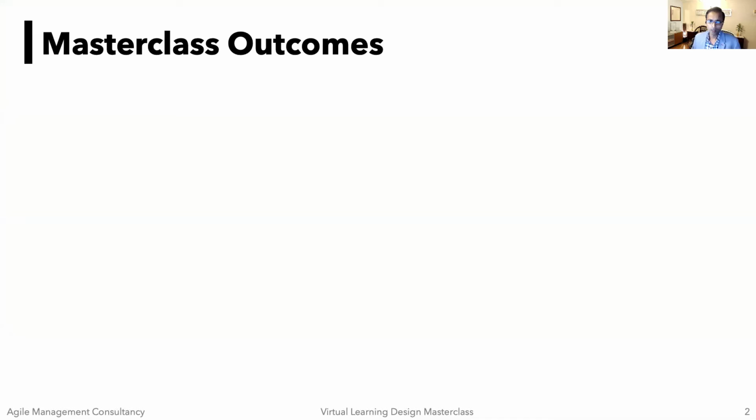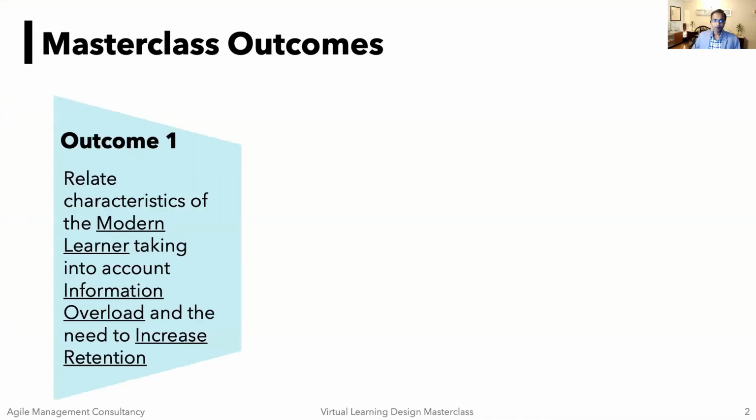What exactly are we doing? In outcome one, we will firstly examine characteristics of a modern learner. We will then understand why the modern learner is so susceptible to information overload.